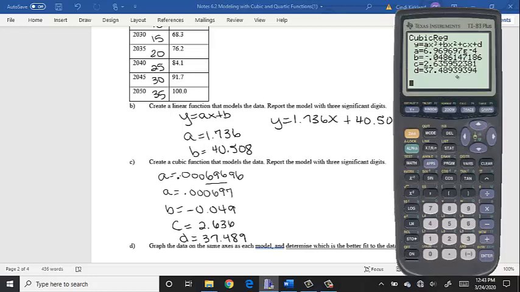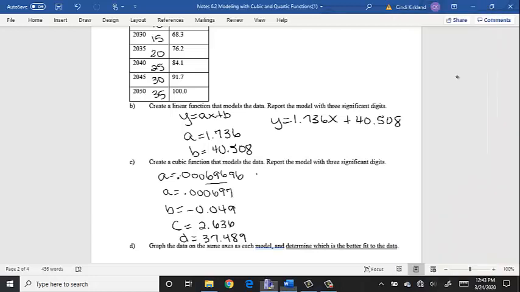So our cubic function is going to be this: y equals 0.000697x cubed minus 0.049x squared plus 2.636x plus 37.489.